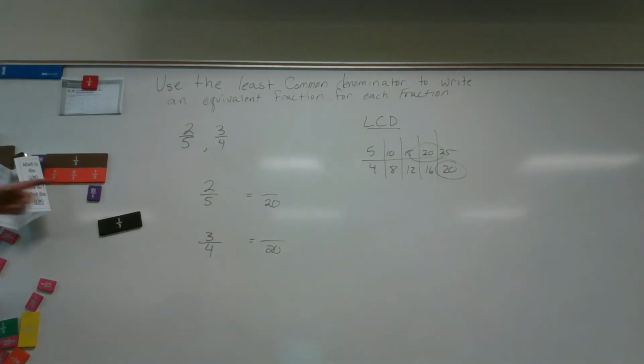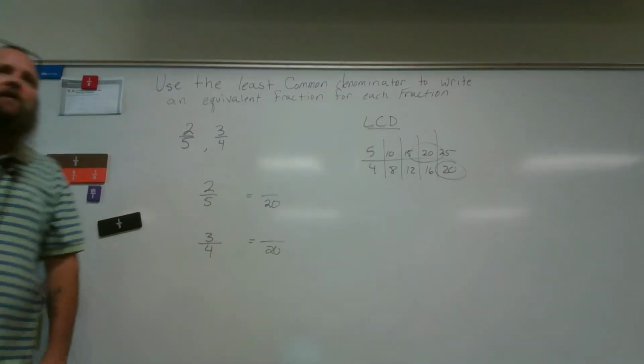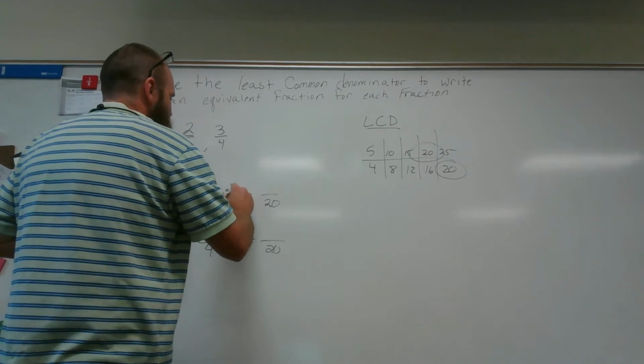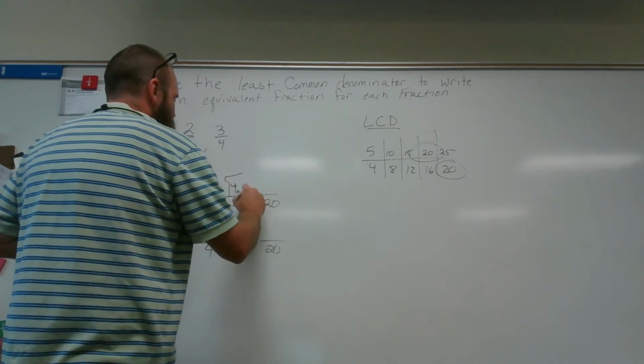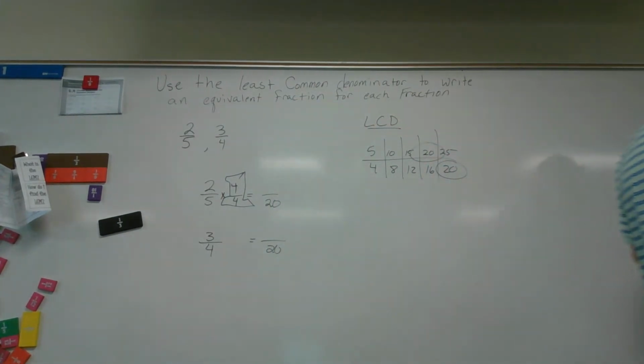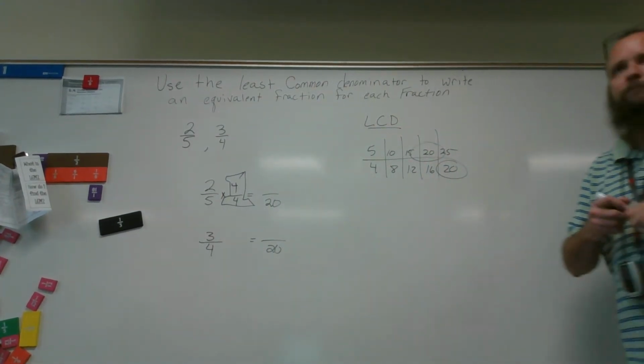Mia, what do I multiply here to give me a denominator of 20? 4. So I have to multiply by 4 fourths, because 4 fourths equals 1. So Mia, my numerator is 8.